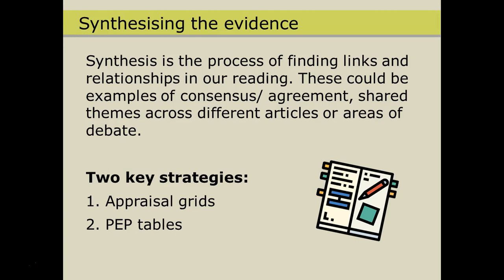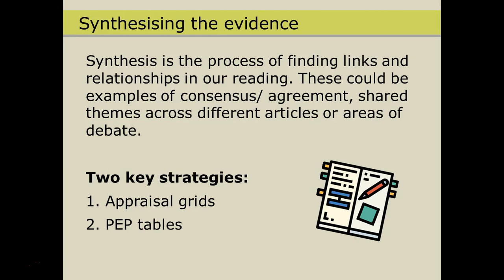Maybe they're examples of consensus, so you find several articles that agree with each other, or they just have a shared theme. So you're synthesizing or linking up that evidence, and that's one really key skill in terms of critical writing. The more you can do that, the more critical your arguments will be, because you're not relying too heavily on one source. Now, in reading, there are two strategies that you can use to do this that will help with your synthesis, and I'm going to quickly run through them both.